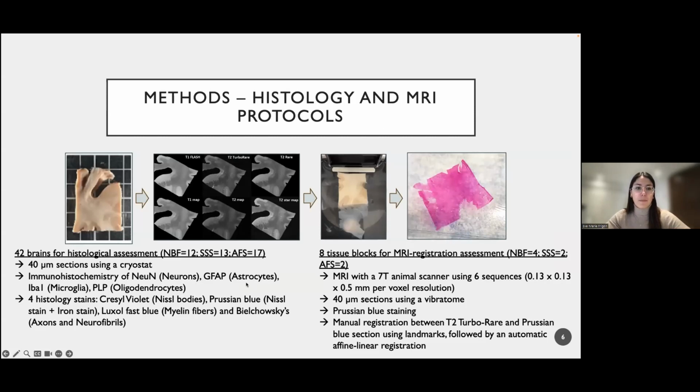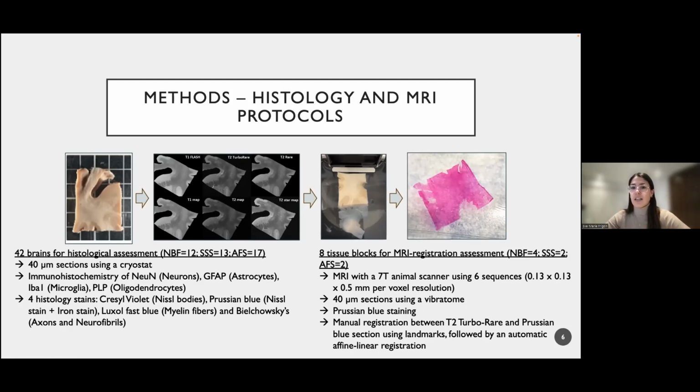of the 4 main cell populations, such as NeuN for neurons, GFAP for astrocytes, IBA1 for microglia, and PLP for oligodendrocytic myelin sheath. And then we also process the serial sections with common histochemical stains, such as cresyl violet for Nissl stain, Prussian blue for iron deposits, Luxol fast blue for the myelin, and Bielschowsky silver stain for axons and neurofibrillary tangles. There is a subset of 8 tissue blocks that were scanned prior to the histology processing with a 7T animal scanner using 6 sequences at a very high resolution.